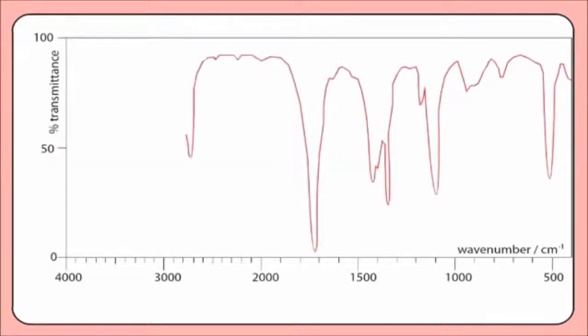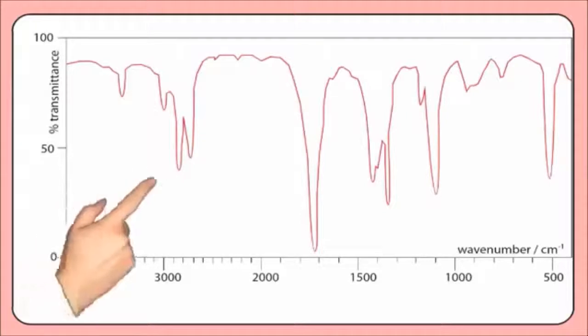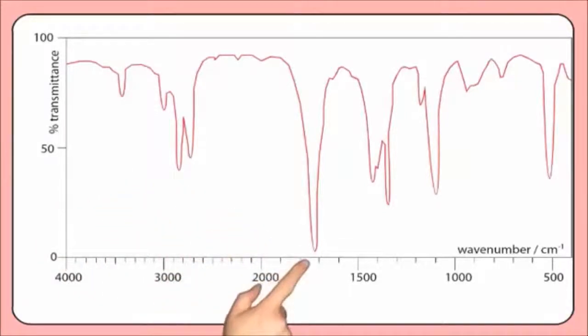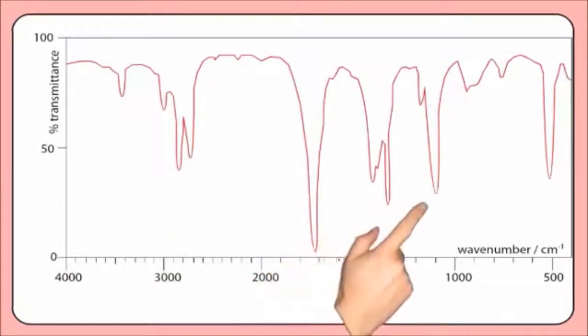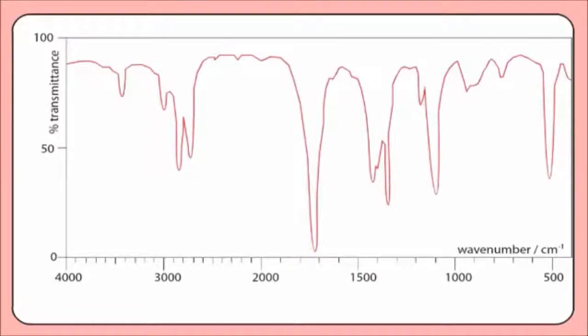A spectrum is then produced, where the wave number in centimeters to the -1 is plotted along the x-axis, and the detector response, or percentage transmittance, is plotted along the y-axis. The peaks in the spectrum show where bonds within the molecule have absorbed infrared radiation. In AS chemistry, you only need to be able to recognize a few key peaks.